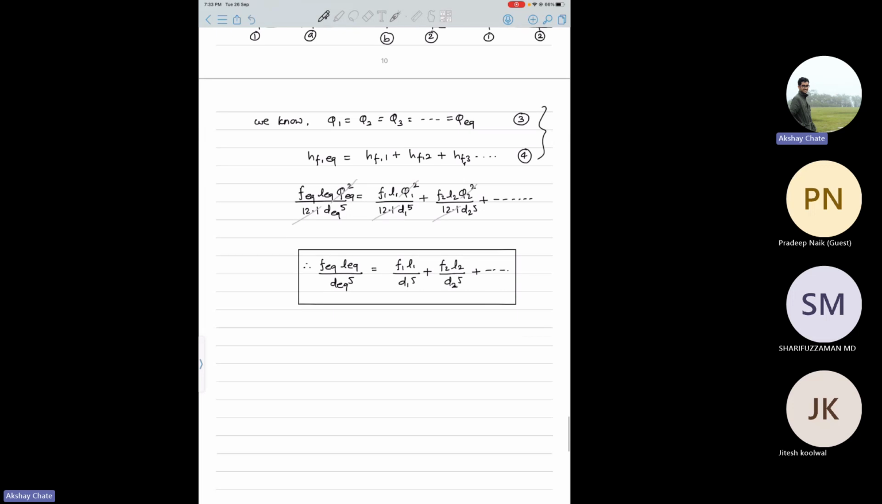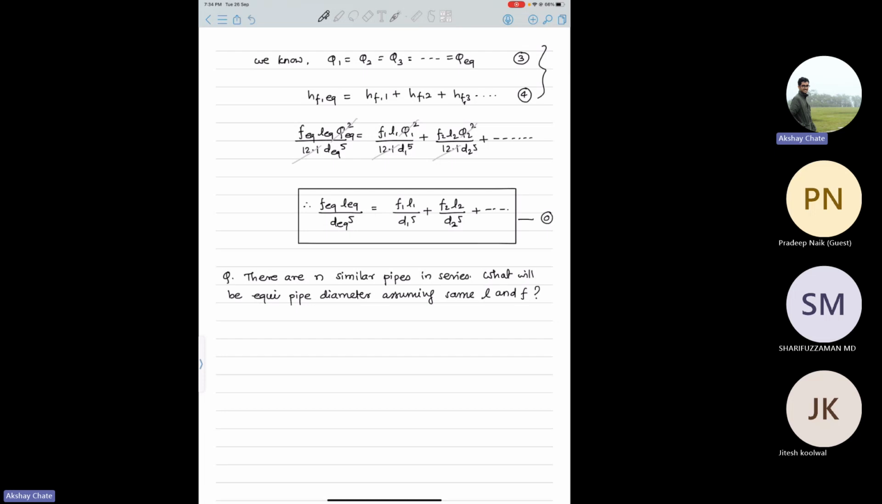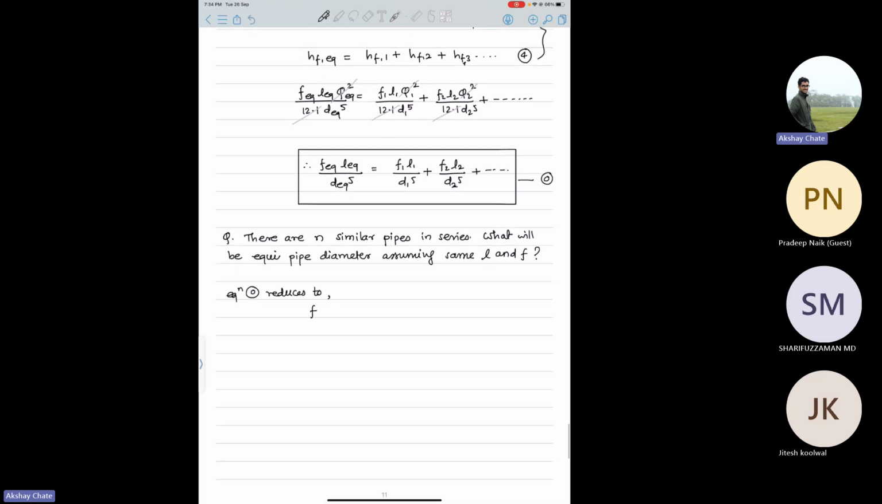So here again I can make one question here itself. There are n similar pipes in series. What will be the equivalent pipe diameter, assuming the same L and friction factor? So then this equation reduces to, so f is the same, okay, I can just copy it, that will be better actually.